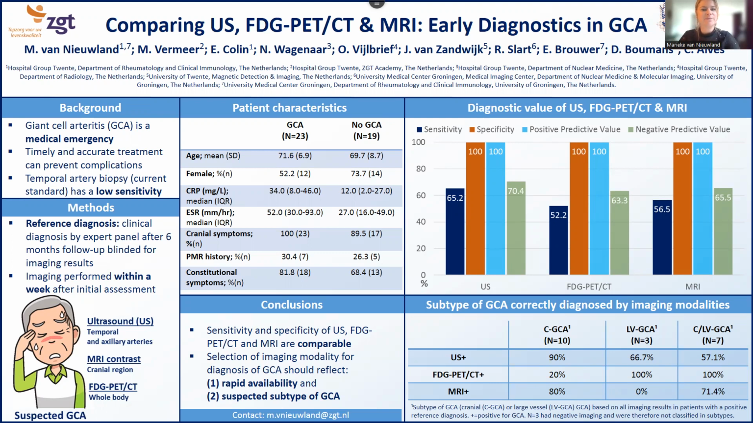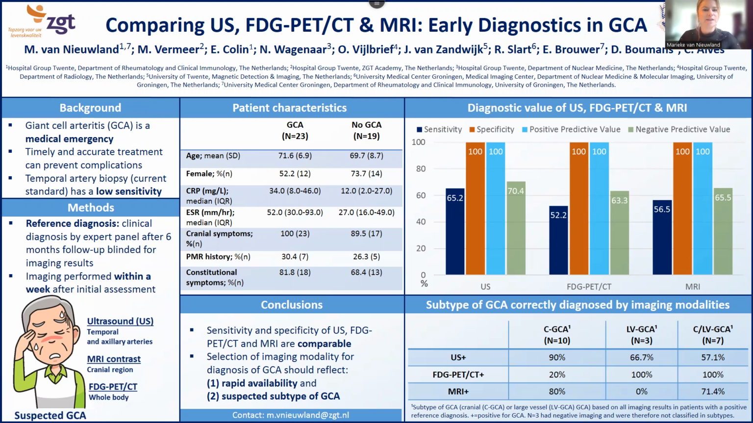However, a temporal artery biopsy, which is used as a current standard for diagnosis of giant cell arthritis, has a low sensitivity. Imaging modalities are increasingly recognized as promising for the diagnosis of giant cell arthritis. And in this study, we compare 3 promising imaging modalities with each other.